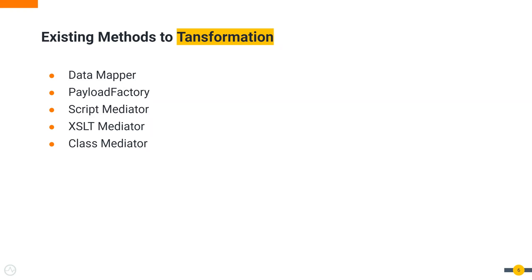And also we had the class mediator. It's basically not for transformation, but to extend the capabilities of MI. But if you need to do a complex transformation, yeah, you can go ahead with the class mediator. So those are the very popular methods that were available in MI even before the 4.0 release. In today's session, we are more targeting new features that we introduced in the Micro Integrator 4.0 release to support users of MI to easily do transformations for CSV and JSON data types.